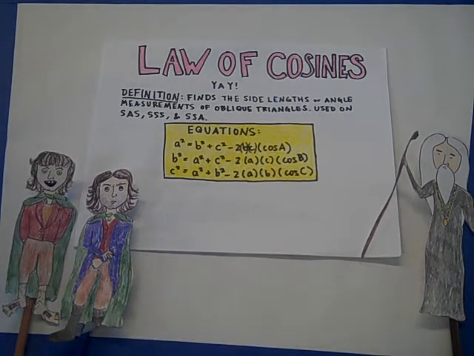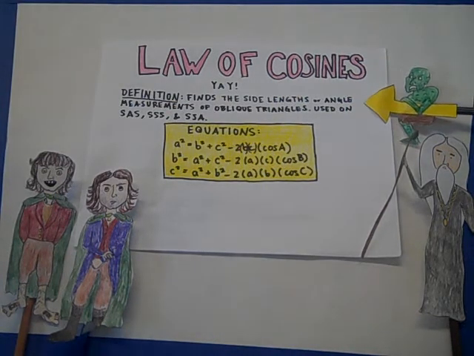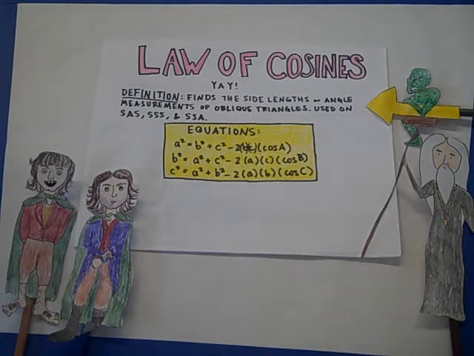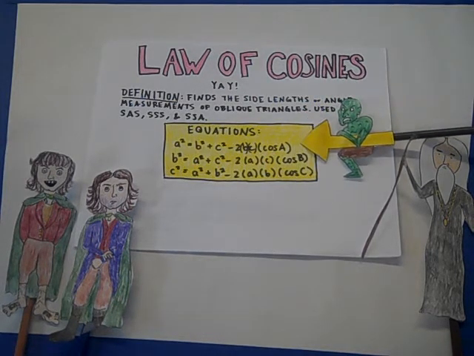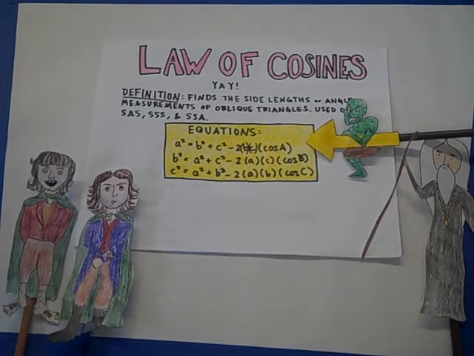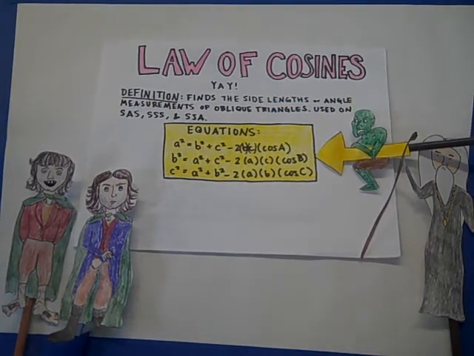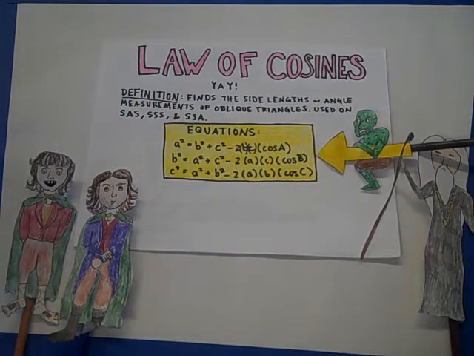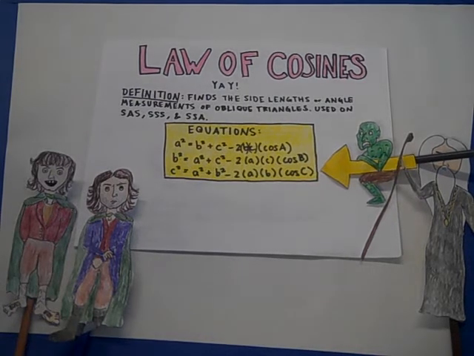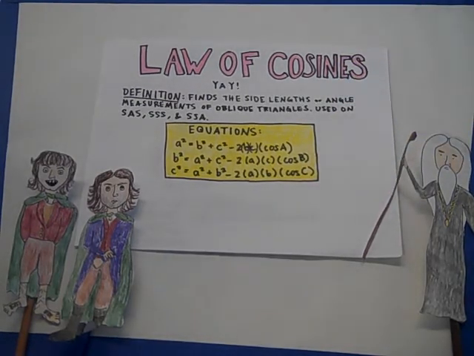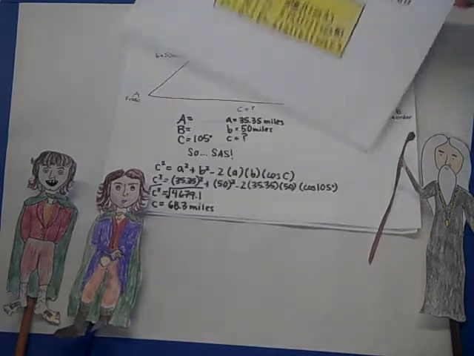The law of cosines helps you find the side lengths or angle measurements of oblique triangles. You use the law of cosines on side angle side, side side side, or side side angle problems. When using the law of cosines, you can use the equations a squared equals b squared plus c squared minus 2bc cosine a, b squared equals a squared plus c squared minus 2ac cosine b, or c squared equals a squared plus b squared minus 2ab cosine c.